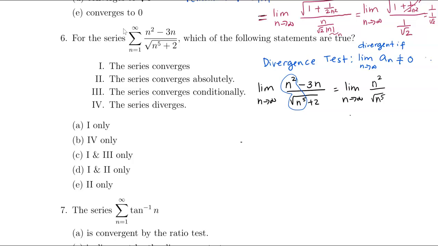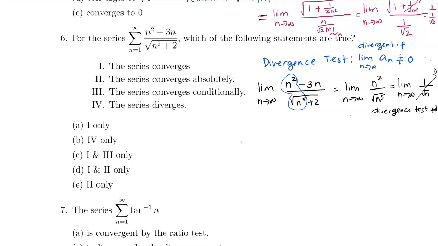When simplified, square root of n to the 5th is just equal to n to the 5/2, so that is 2.5. Using laws of exponents, this is just the limit as n approaches infinity of 1 over n to the 0.5, and 0.5 is 1/2, so that is 1 over square root of n. So this goes to 0. That means the divergence test fails.